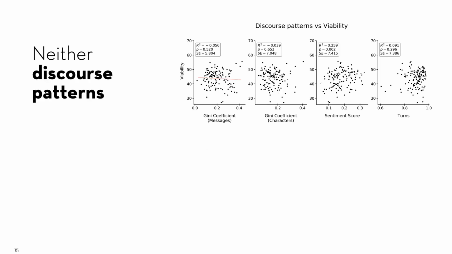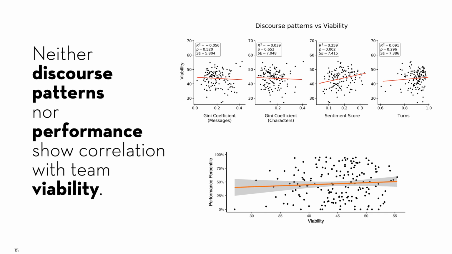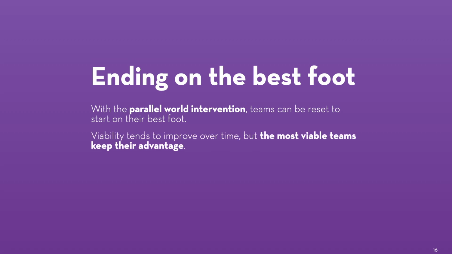We also show that neither discourse patterns nor a performance metric, by running the ads these teams produce on a real ad network, show correlation with team viability. What we've shown is that this parallel world intervention can be used to reset teams so they start off on their best foot. And we show that although team viability tends to improve, the most viable teams keep their advantage over the others. So it's a worthwhile intervention when possible.